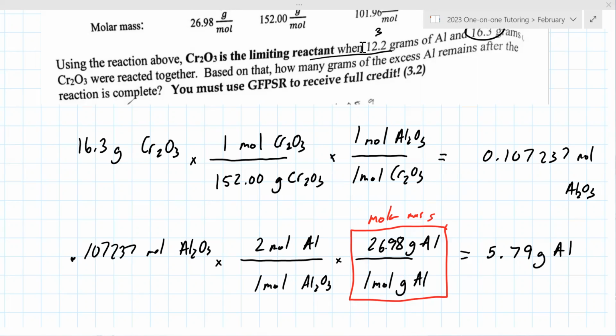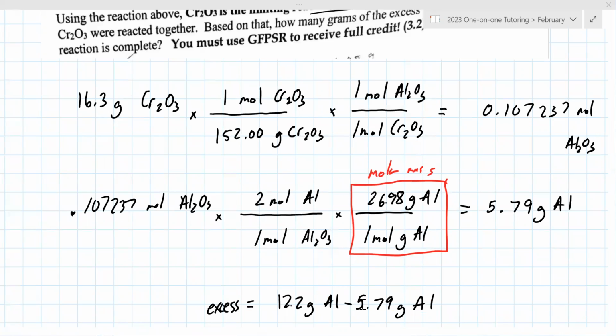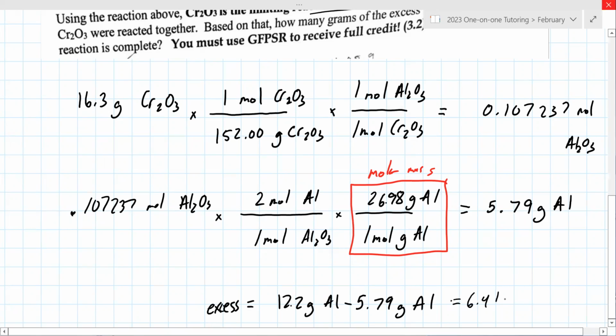Or milk. You had too much milk in your bowl. You only needed this much milk for your cereal. So how much do you end up with as the excess? You subtract 12.2 grams minus the 5.79. All right, 12.2 minus 5.79, you get 6.41. And in this case, it should be 6.4 grams. I'm thinking 3 significant figures, so I would go 6.41.